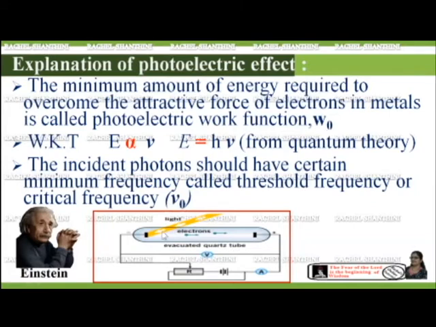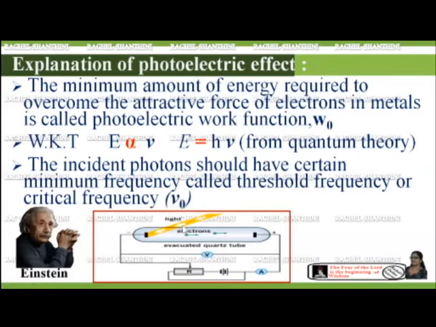A beam of light that strikes the metal surface is considered as a beam of particles. The beam of particles is nothing but photons. Now, to cause the ejection of electrons, the photons of incident light should have energy equal to or greater than the work function. We know that energy E is directly proportional to frequency ν, and we get this expression from quantum theory. So the incident photon should have a minimum frequency called threshold frequency or critical frequency, and it is represented by the symbol ν0.